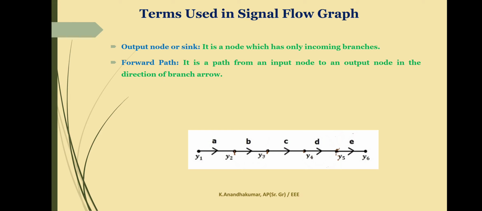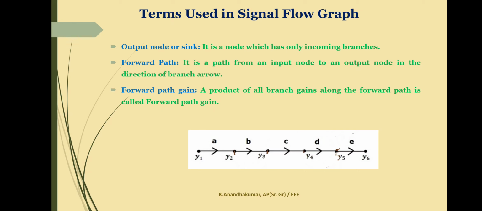Likewise, a signal flow graph may have many forward paths. Forward path gain. The product of all branch gains along the forward path is called the forward path gain. Here, what are all the gains or transmittances in this forward path? The transmittances are A, B, C, D, E. So the forward path gain of this particular forward path will be A into B into C into D into E.